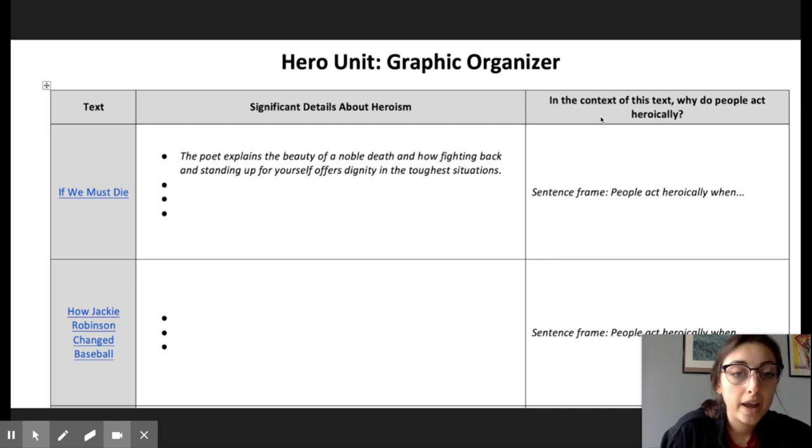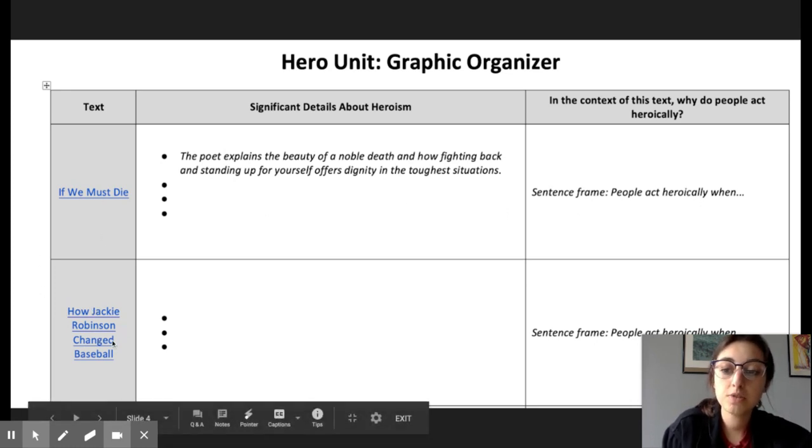Then on the right, it says, in the context of this text, why do people act heroically? The sentence frame I provided for you says people act heroically when. Now, this is not your opinion. It's going to be based off of the text. So what does the text show you about how people act heroically or what they do when they act heroically? Just 1 to 2 sentences here. And then you're going to do the same thing for the second text, how Jackie Robinson changed baseball. There's going to be 3 bullet points, and then the sentence frame right here, again, only 1 to 2 sentences.